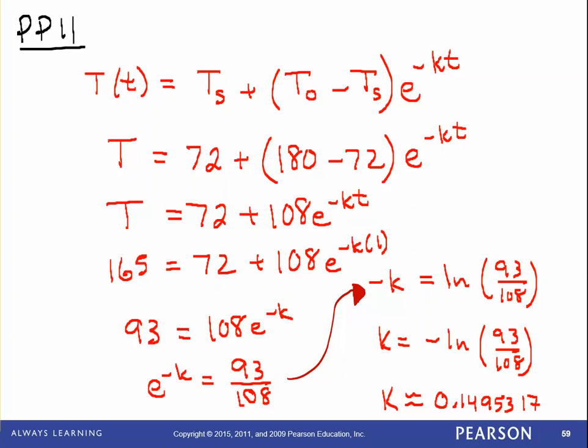Okay, the more decimal place values, the better, because the more accurate your results are going to be later on. Okay, so now we got it. We got our k value. So here's what we're going to do. We're going to rewrite what we have on top right here. We're going to rewrite it knowing what our k value is. So let's go for it here.